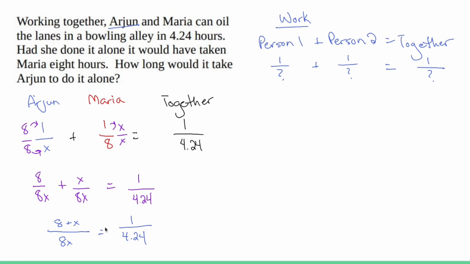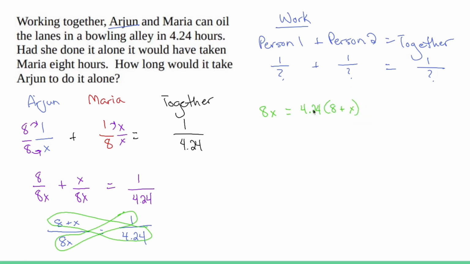A fraction equals a fraction. When you have a proportion, you do cross multiplication and set things equal to each other. So I have 8x times 1. That becomes 8x. We'll write it up here. You set that equal to these two multiplied together, so 4.24 times 8 plus x.